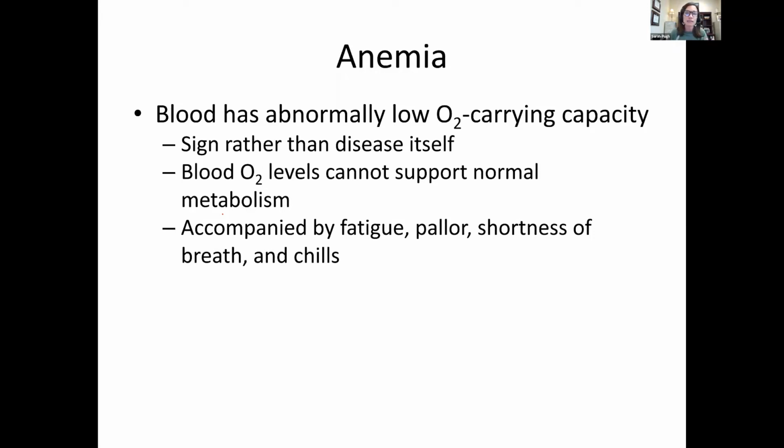So again, with anemia, it's a low oxygen carrying capacity. And anemia is actually a sign of a disease. It's not the disease itself. So a lot of times a disease will have anemia with it, and that's just a symptom or a sign of that particular disease. If someone is incredibly anemic, it just means that the oxygen levels in their body cannot support normal metabolism. The typical symptoms of anemia are you're really tired, so fatigue. You might be pale, so pallor, shortness of breath because you're not carrying enough oxygen, and cold. You might be cold all the time. Those are all really common with anemia.